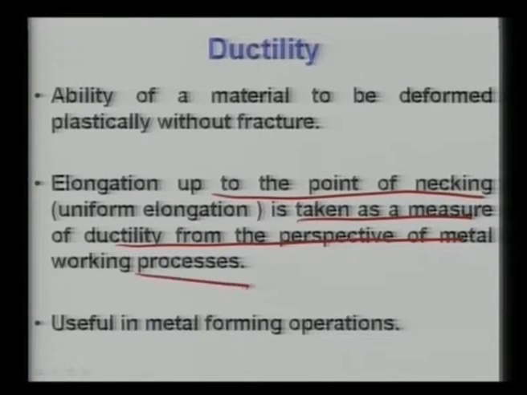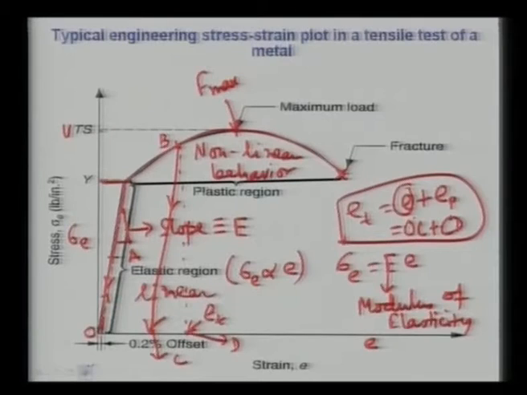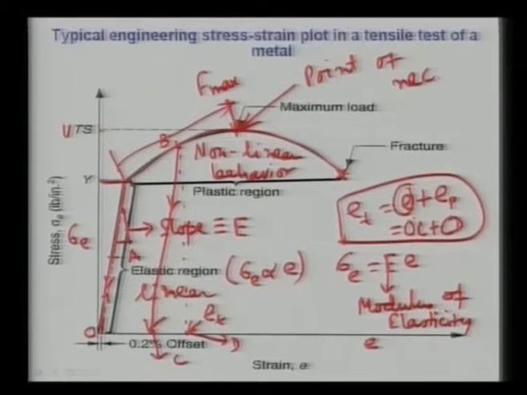from the perspective of metal working processes. Now if you go back to this particular slide, you would be able to reconcile very clearly what is meant by ductility. What is the definition? It says that in this region, what is the total strain up to the point of necking. So this is your point of necking here, this is the start of the necking. So up to this point the total strain that the material can experience is called the ductility property of a material.